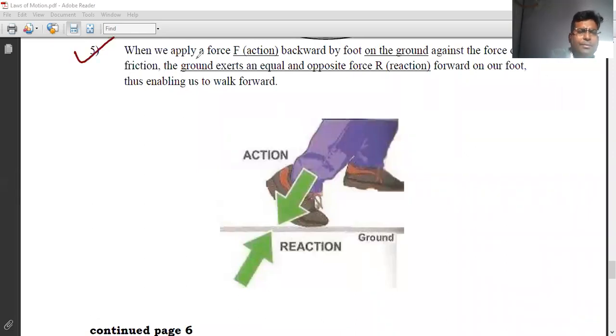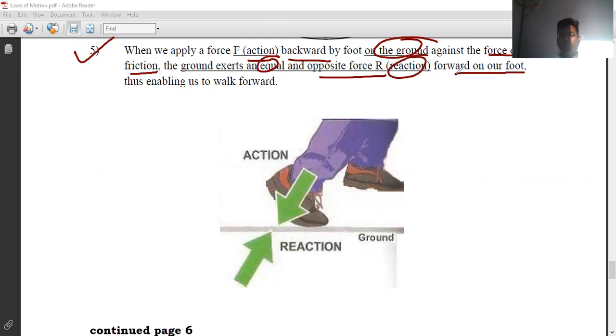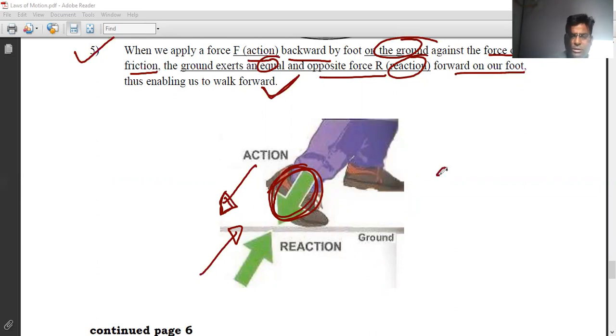Look at the fifth example. When we apply a force, the action, backward by the foot on the ground against the force of friction, the ground exerts an equal and opposite force, that is called reaction force, forward on the foot, thus enabling us to walk forward. So when we are putting the foot on the ground, that is called action. In this direction action is happening, and the ground pushes with the same force so that we can move forward. So this is an example of Newton's third law. Action and equal opposite force is happening here. So this is also Newton's third law.